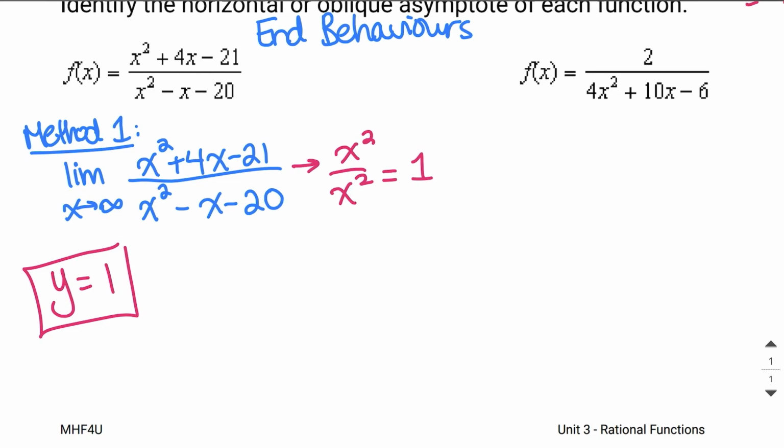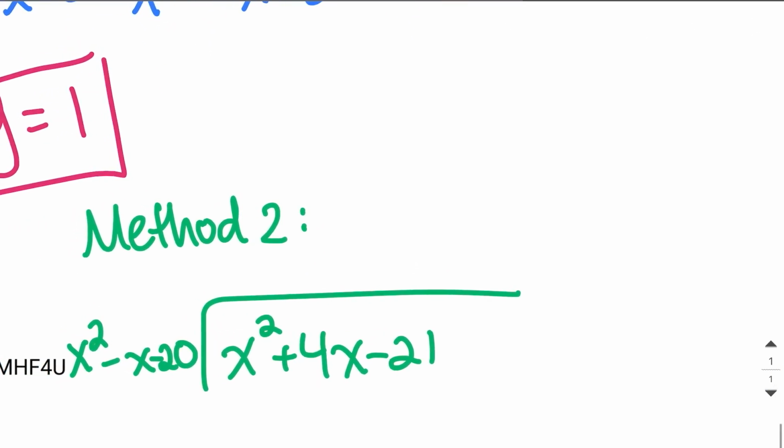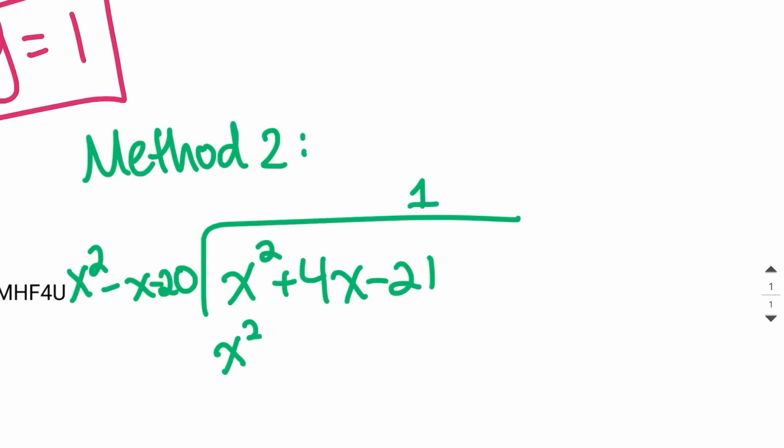But you have another option, and your other option is to do long division. So method number 2 is going to be to do long division. So I'm dividing x squared plus 4x minus 21 by x squared minus x minus 20. When I do this division, x squared divides into x squared 1 time. So I'm going to put a 1 right here, then I'm going to multiply it through. So I get x squared minus x minus 20.